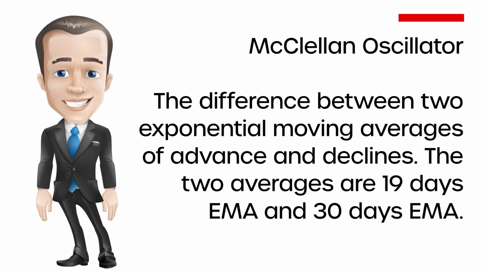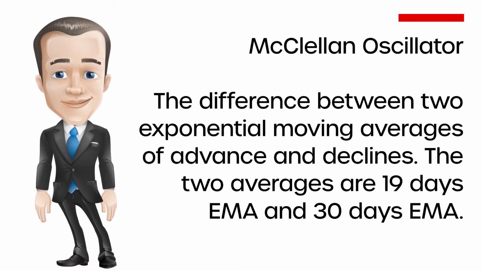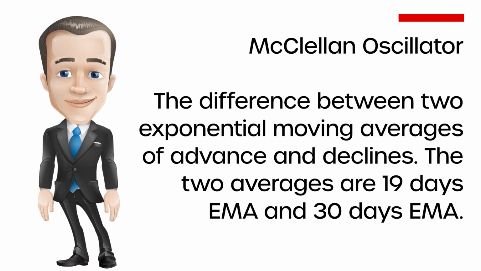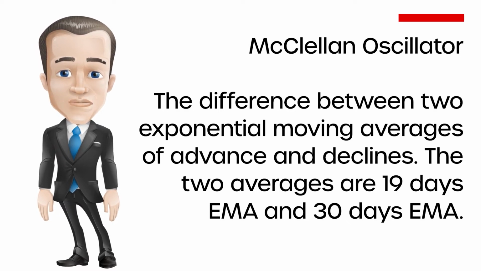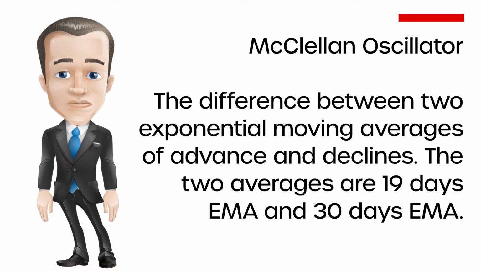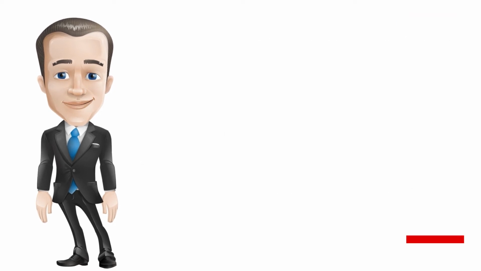McClellan oscillator is the difference between two exponential moving averages of advances and declines. The two averages are usually 19-day EMA and 39-day EMA. The positive and negative values of this indicator indicate whether more stocks are advancing or declining. The indicator is positive when the 19-day EMA is above the 39-day EMA and negative when the 19-day EMA is below the 39-day EMA. This indicator usually oscillates between the range of plus 100 to plus 500 or minus 100 to minus 150. This oscillator can also be used to spot negative and positive divergences.